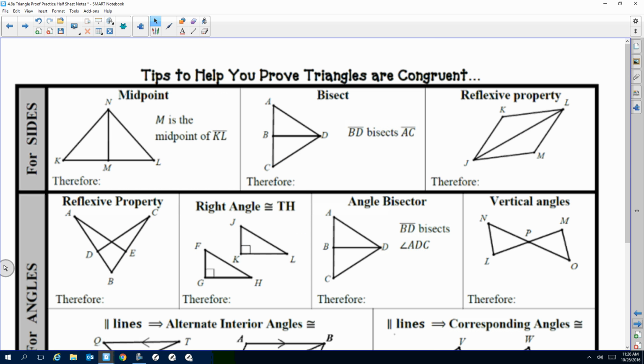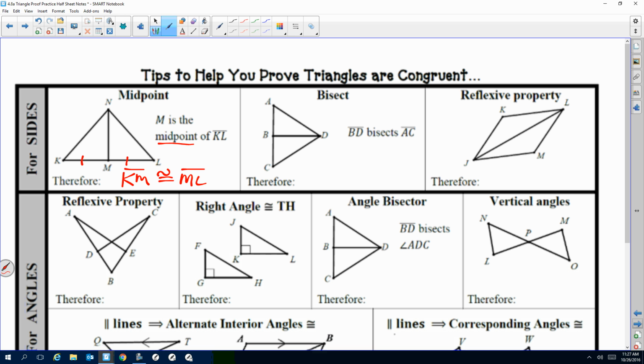All right, so here's what I'm going to do. You have to have 7 boxes complete. This first row is dealing with sides. The key word here says M is the midpoint of KL, so you have to mark it on the diagram. How would I show it as a midpoint? Tick marks. If I know it's a midpoint, what conclusion can I draw? KM is congruent to segment ML. What would be our reason justifying that statement? Definition of midpoint. If you have a term that's given to you, then you can use your definitions.